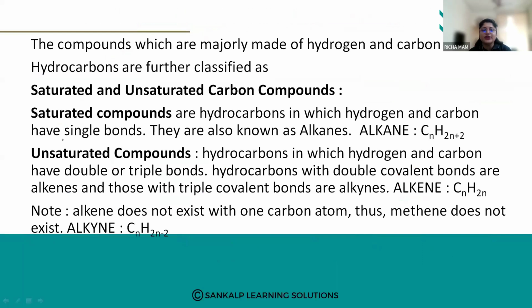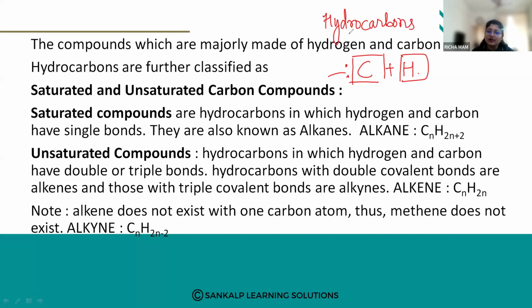Now, before saturated and unsaturated, we are talking about carbon and hydrogen. When carbon combines with hydrogen, they form a class of compound which is called hydrocarbon. So what are hydrocarbons? Hydrocarbons are a class of compound which are made up of hydrogen and carbon.